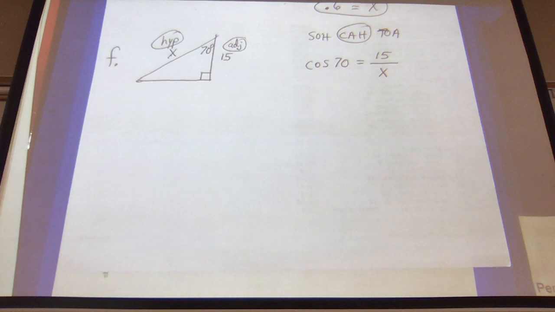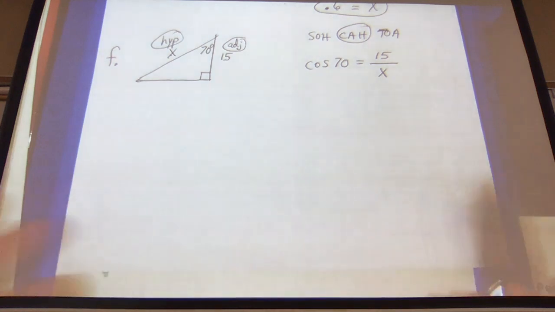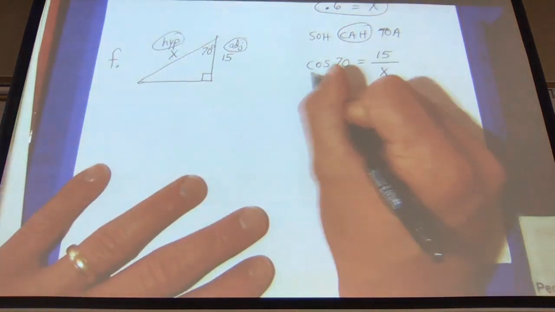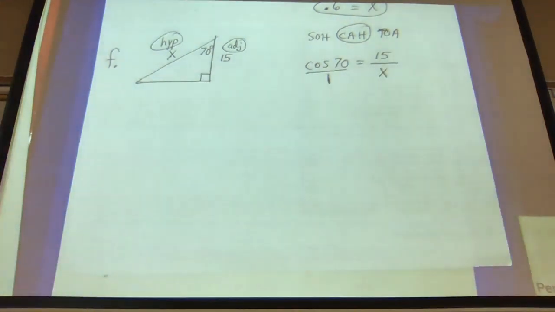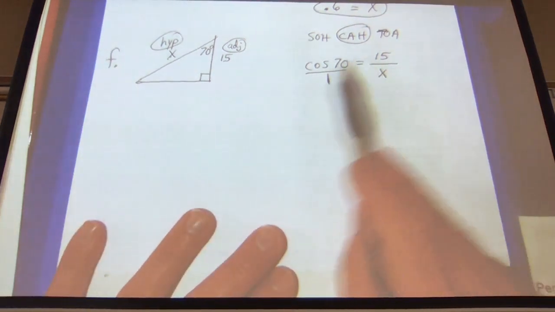What's different about this one? The x is on the bottom. Now, we're going to do something a little bit different when x is on the bottom. There's two different ways you can do this. Over the years, the easiest way we've found is to write this cosine of 70 over 1, because you can put anything as a fraction over 1. When I do that, I end up with a proportion.